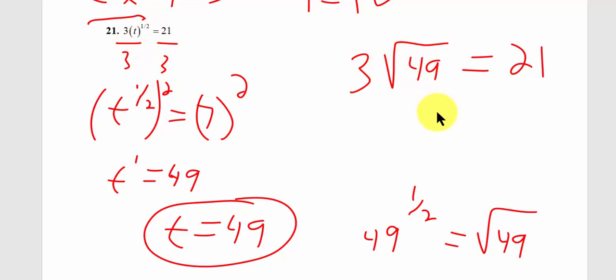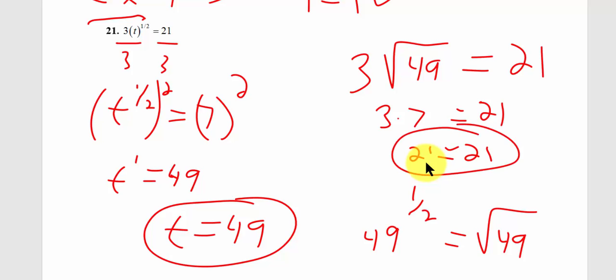Okay, so you're left with 3 times 7 equals 21. 21 does equal 21, right? So it checks out. All right, so t equals 49 is my answer. That's it. I think we finished.